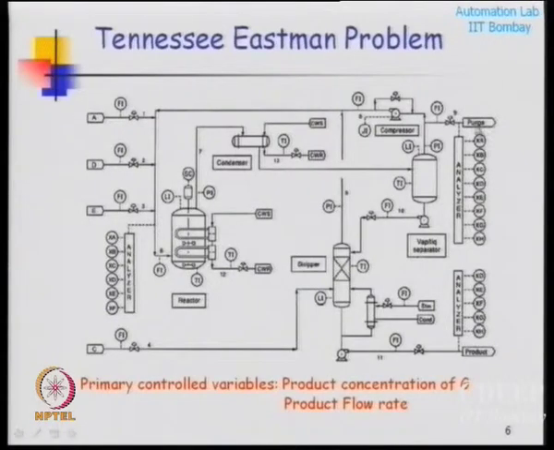So you can change the purge flow rate, you can change the flow rate from this vapor liquid separator to this stripper. This cooling water flow rate can be changed, this cooling water flow rate can be changed, this product draw rate can be changed. So there are so many manipulated variables.